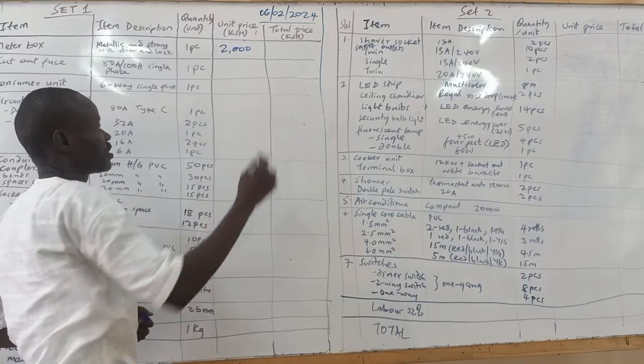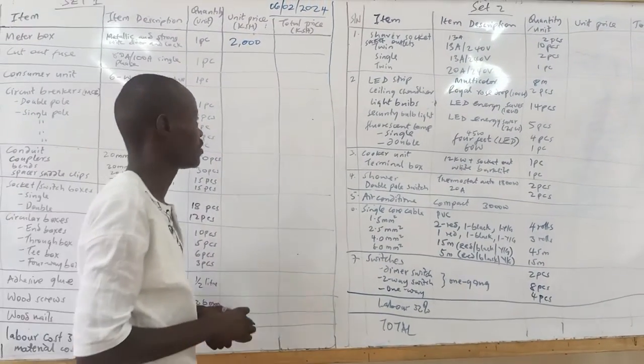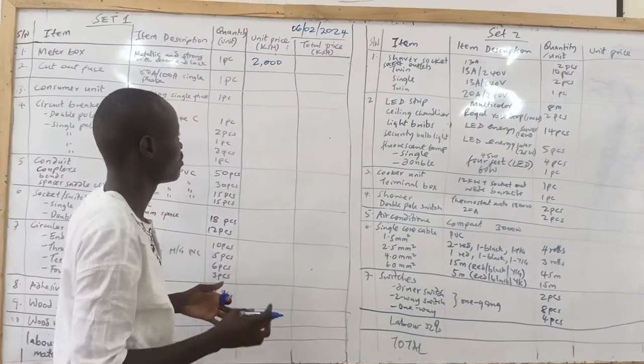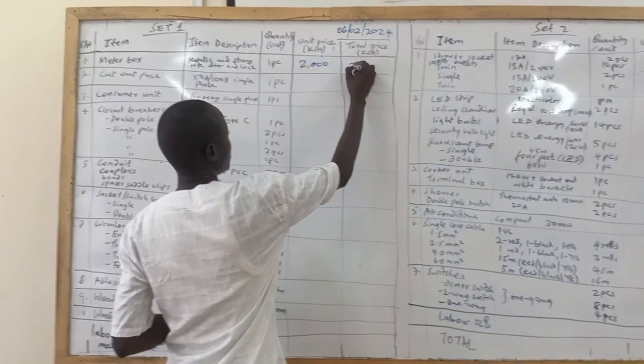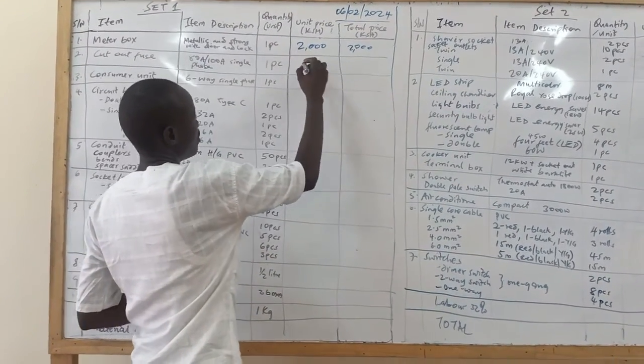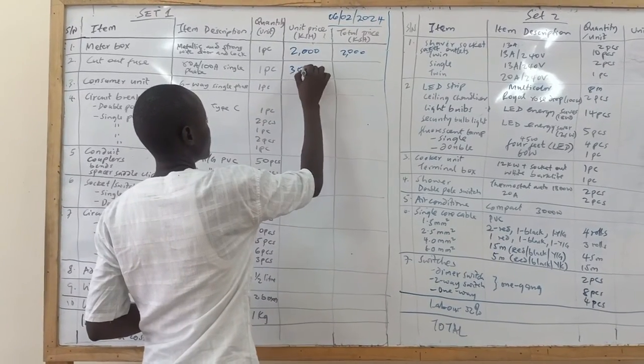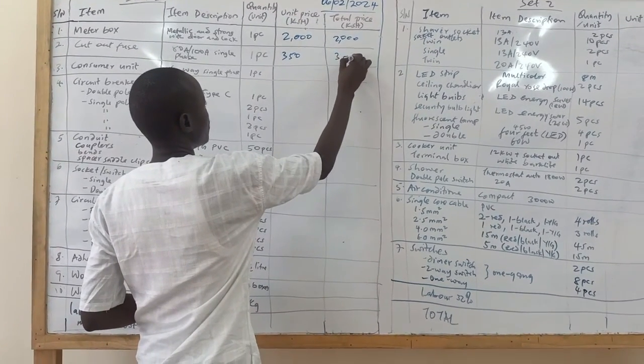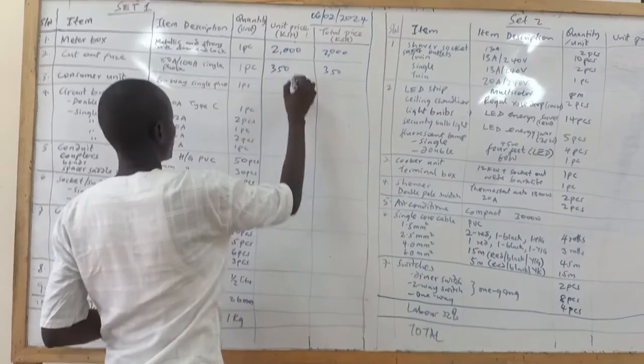I know that the meter box is ranging from 250 to 500, but those are ones that are not really strong. But so if I get a strong one, that one's 2,000. Then the cutout fuse, it will go for 350. That will be 350.